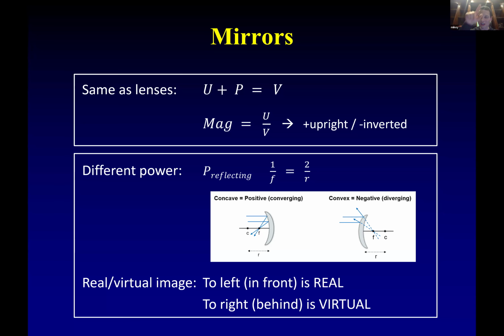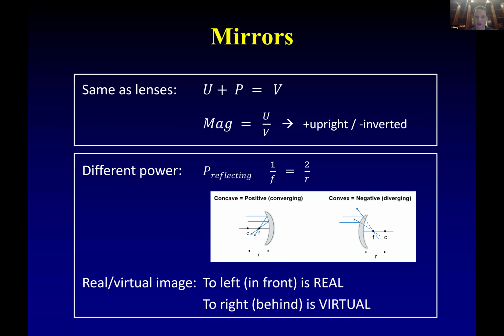I think it's easier to memorize that if it's a concave mirror, it's pushing light together, it's a plus power. If it's a convex mirror, it's pushing light apart, it's a negative power. Opposite of lenses, right? A minus lens is concave. So a concave lens has minus power, a concave mirror has positive power. A convex lens has plus power, a convex mirror has negative power.